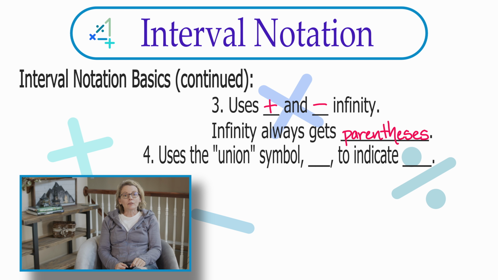4. Interval notation also uses the union symbol, aptly as a U. It is used between groups to say or, and it connects them together. As in, my number can be less than 5 or greater than 7. I have to put a U in between, but don't worry, we'll practice that.